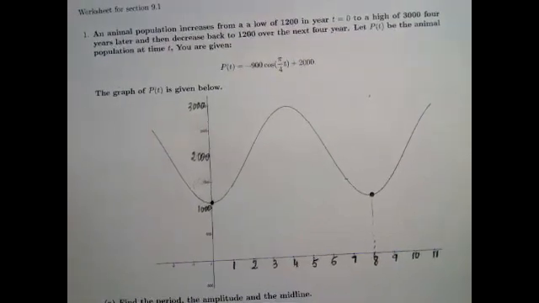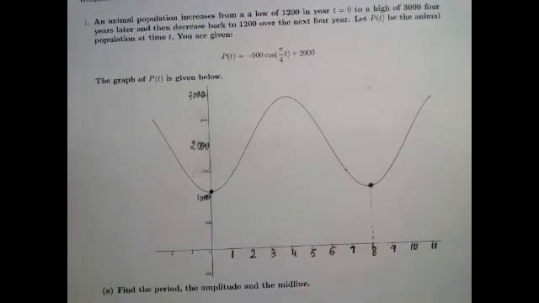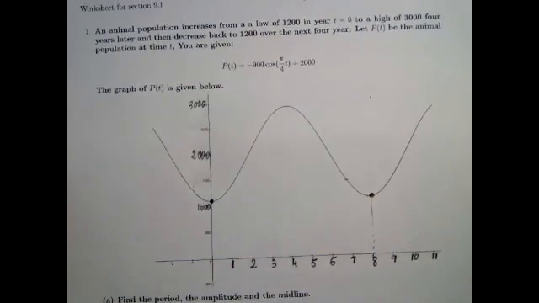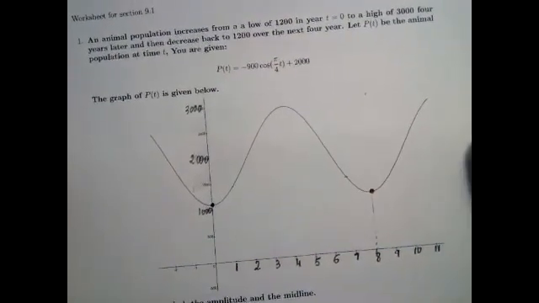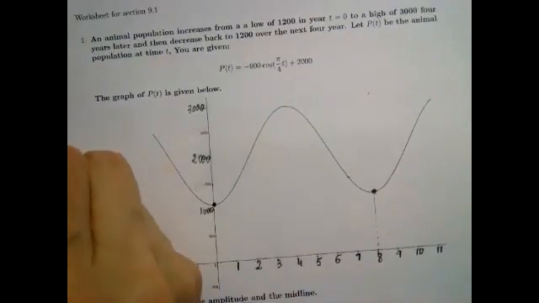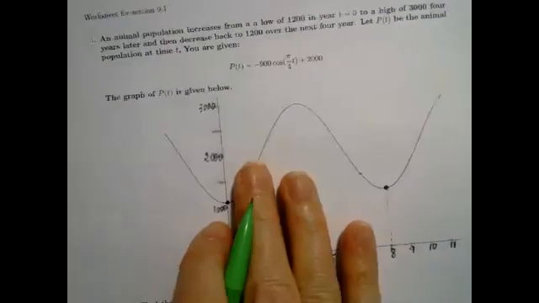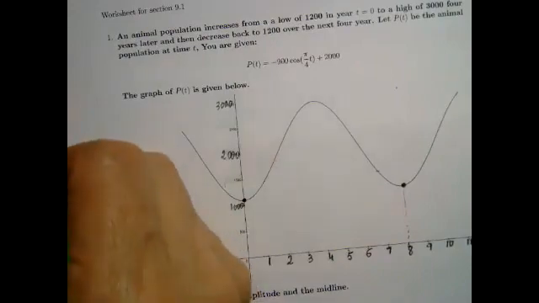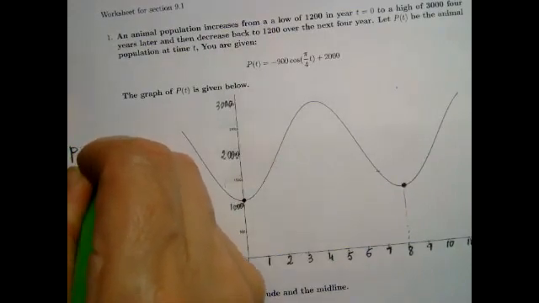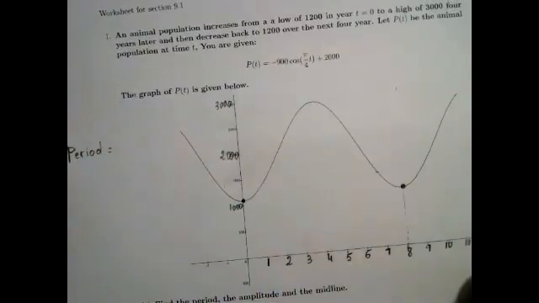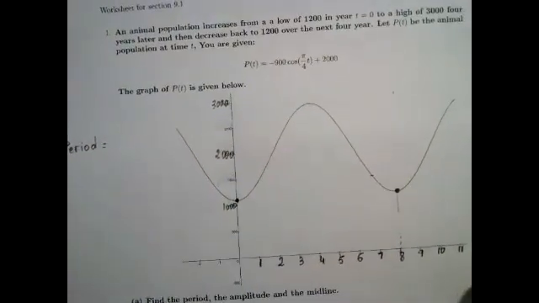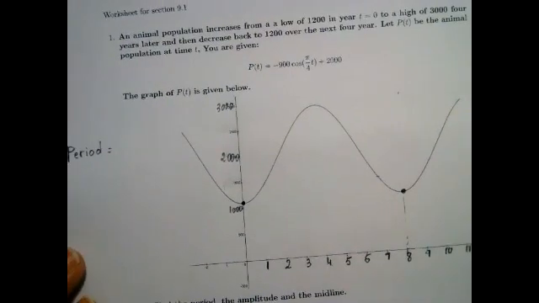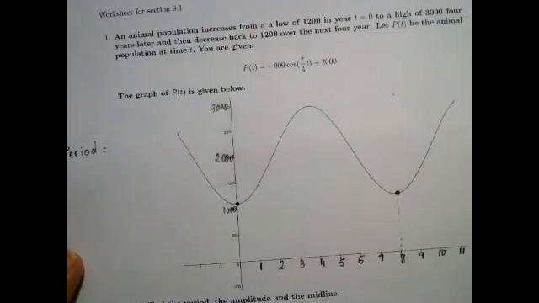All right. The first question is find the period, the amplitude, and the midline. So what is the period? We're going to do it 2 ways, by looking at the graph and figuring it out from the formula, because I gave you the formula here. So what's the period in here? Okay, back to you. What's the period? It means how long it takes for it to repeat the cycle. Anybody?